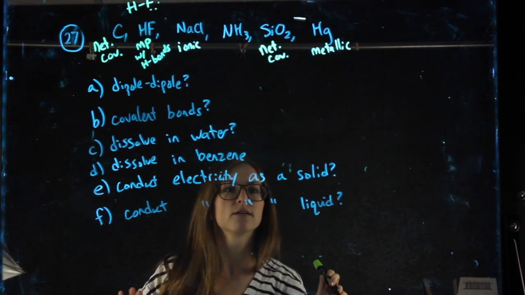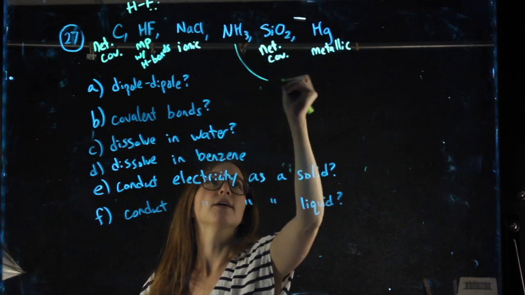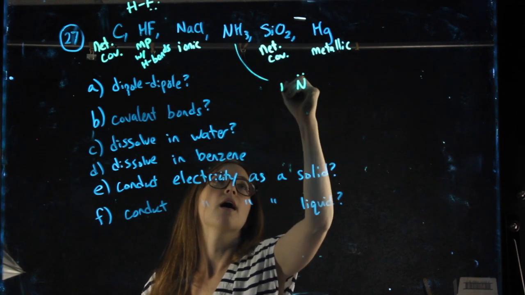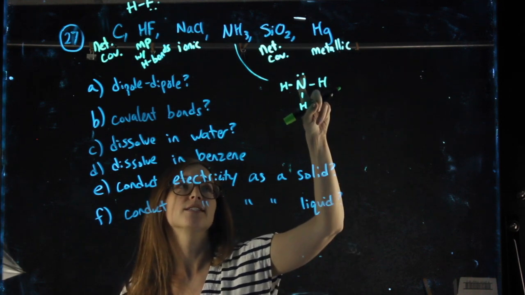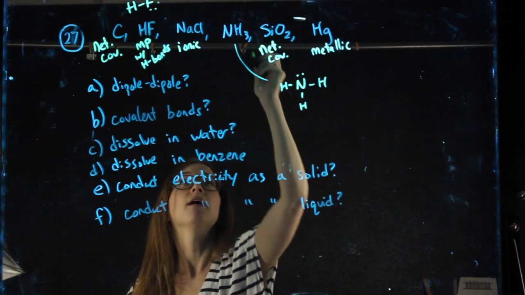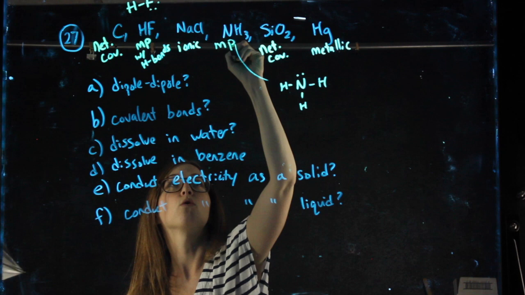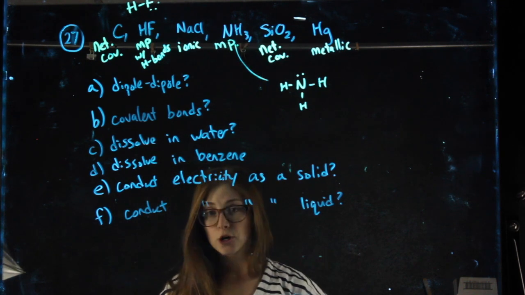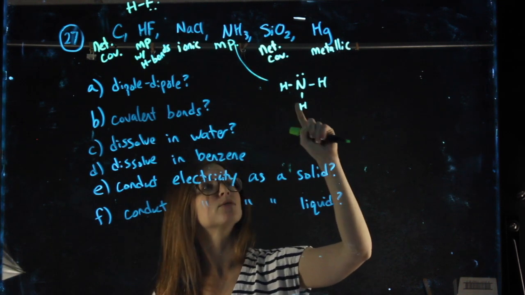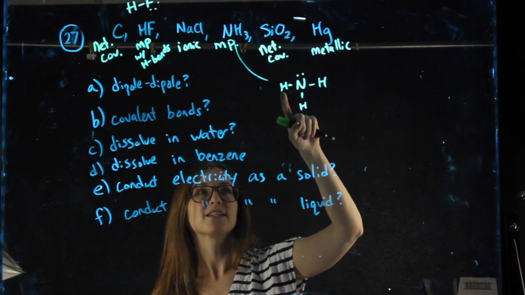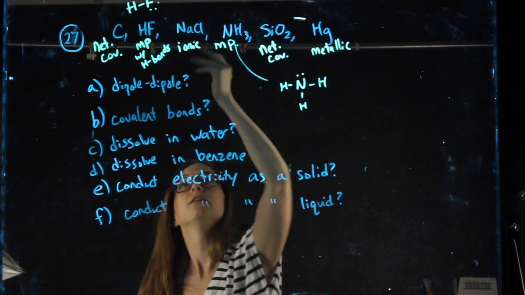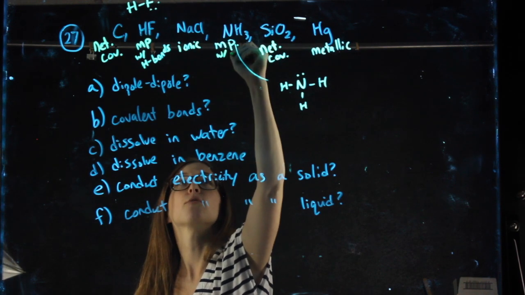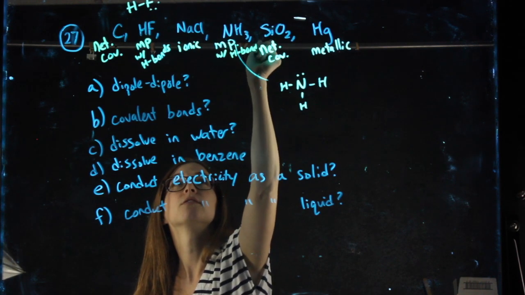NH3, if I draw it, I end up with this as my Lewis structure. Because of the lone pair on the central atom, this is a molecular polar molecule. There are H bonds because I have a hydrogen connected to nitrogen. So it has to be connected to F, O, or N. So this is another case of a molecular polar with hydrogen bonds.